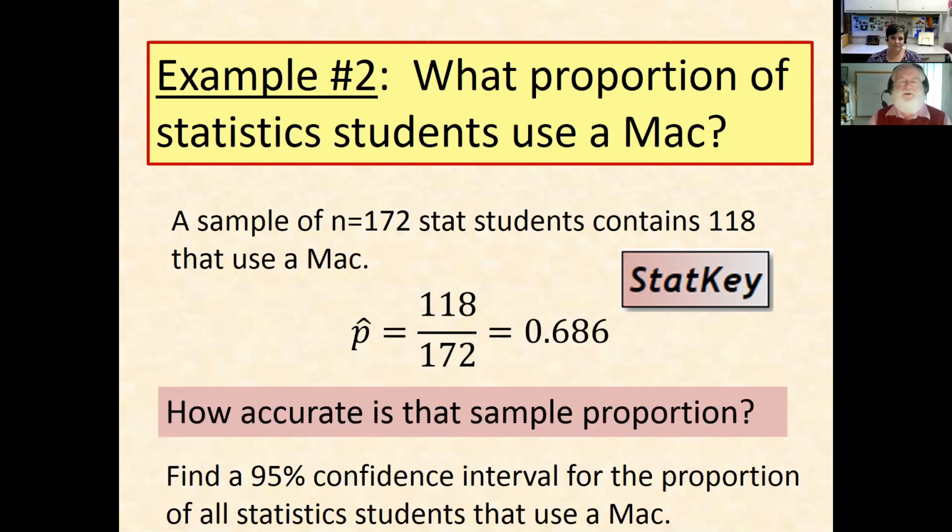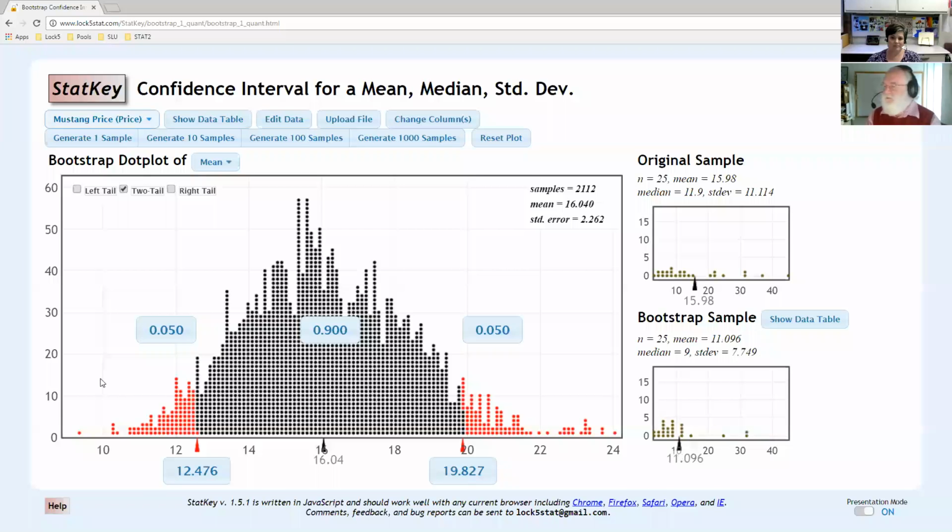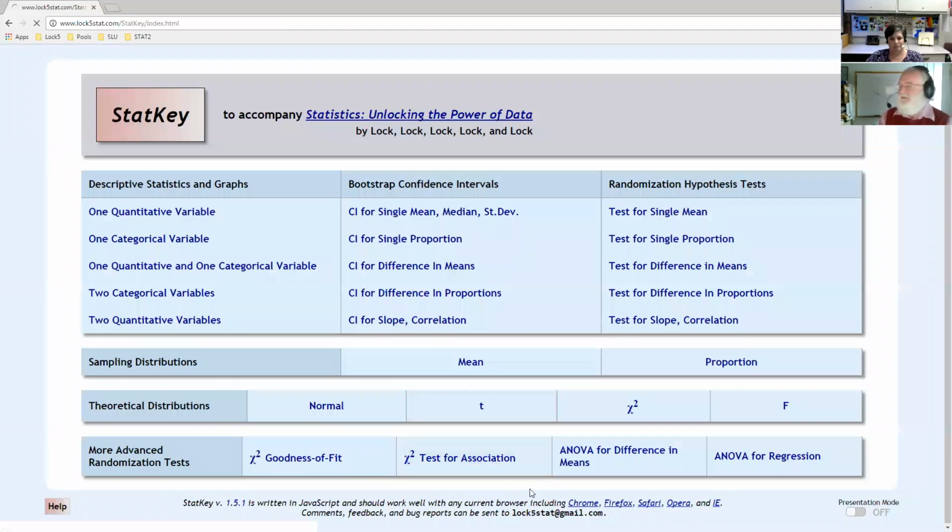It seems like I have to new share twice to get that to work. Okay, so we're back in StatKey, and again, you're only one level deep. So clicking back on the StatKey icon takes you back to the main menu, and now we'll back down here for a confidence interval for proportion.